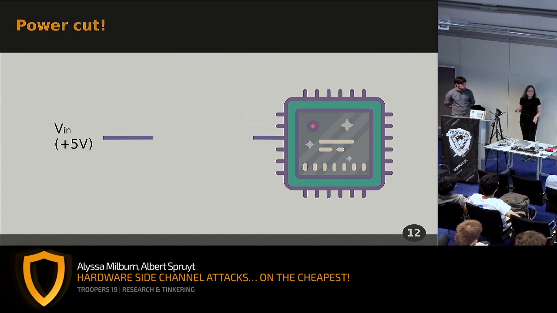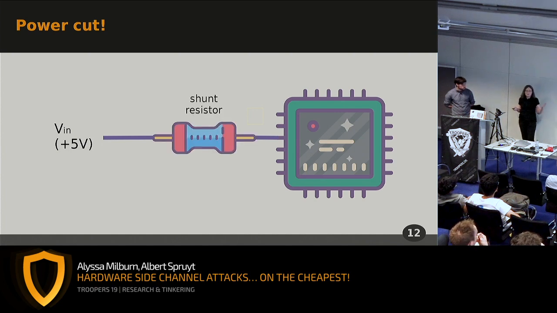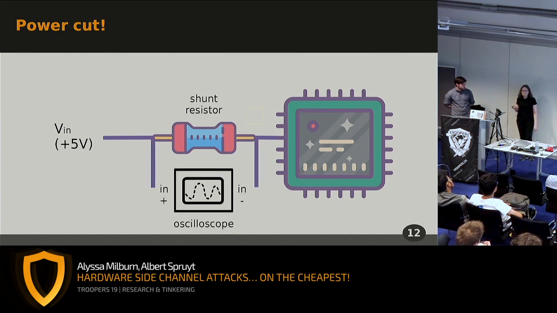What you have to do is, you can't do this directly, but you can put a resistor in there, called a shunt resistor, and it's just a matter of experimentation. You have to pick a resistor with a low enough value that the device still works, but a high enough value that the measurements work. You just fiddle until you have something that works. And then you just plug your oscilloscope into either side. And this is what we're going to be doing today.